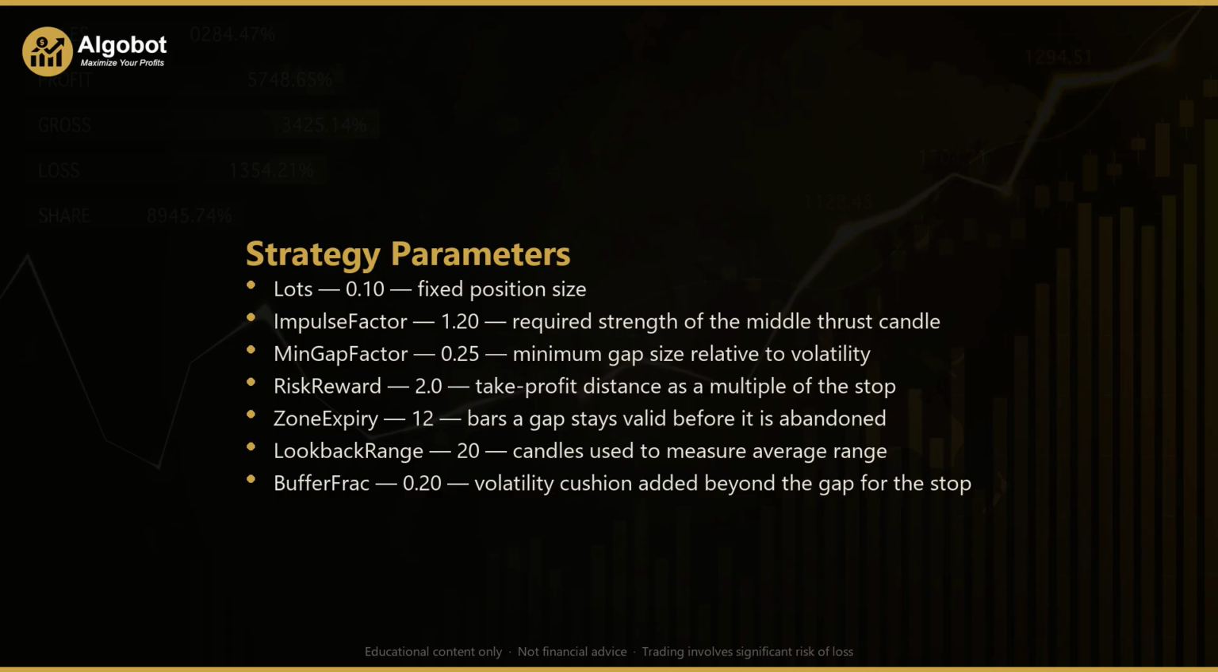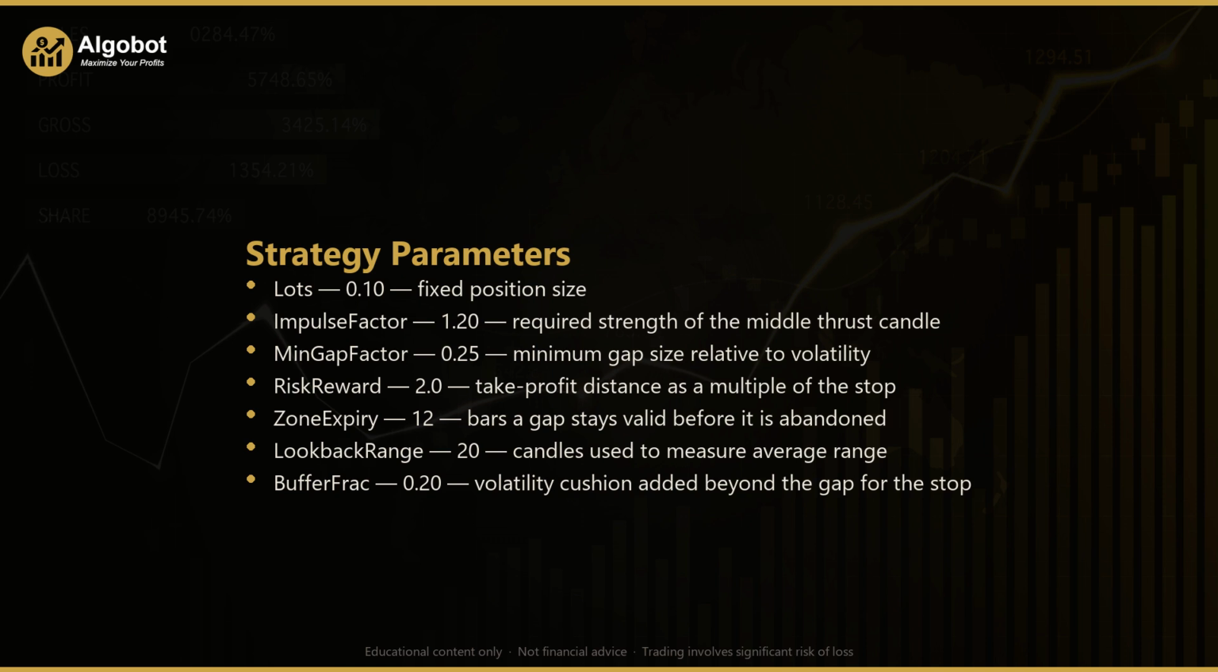The minimum gap factor defaults to 0.25. This sets how large the gap itself must be relative to average volatility. A higher value filters out tiny, insignificant gaps, while a lower value lets more setups through. Risk-reward defaults to 2.0. This is the ratio between your take-profit distance and your stop distance. At 2, the target is twice as far as the stop. Increasing it aims for larger winners, but typically lowers the hit rate.